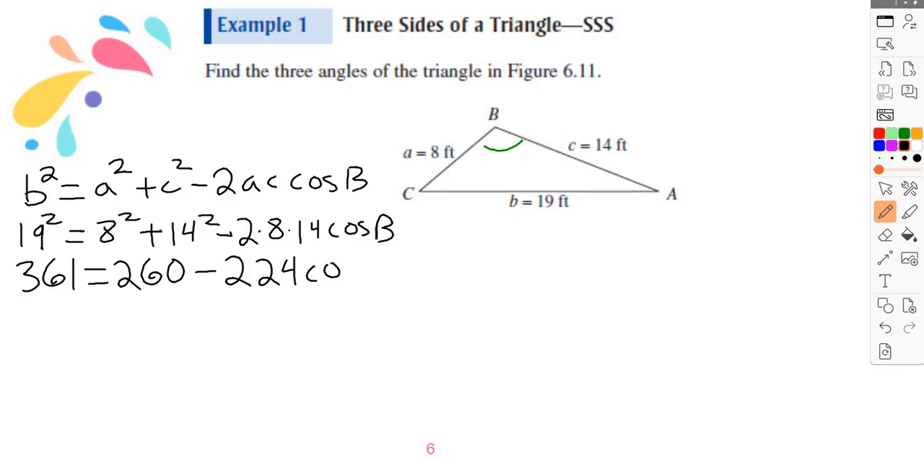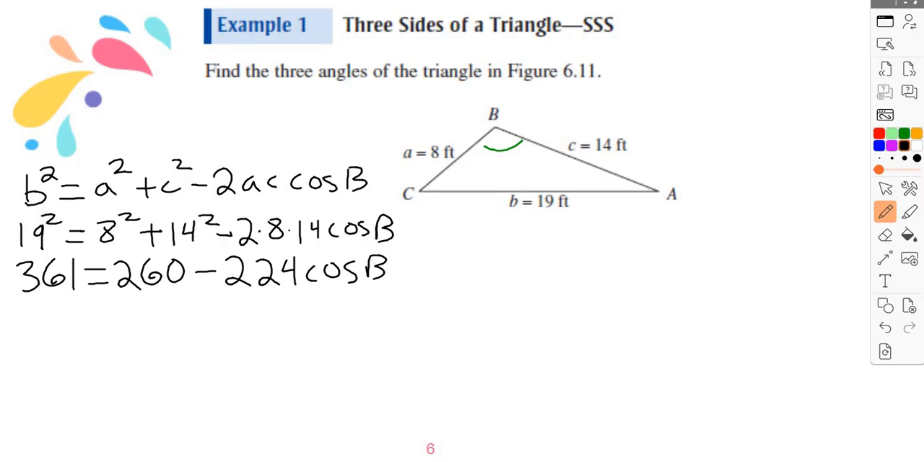Okay. Can I subtract my 260 and my 224? No. That's the other mistake that people will make, is that they want to subtract these two. But notice that my 224 is connected with my cosine of B. It'd be like if I had 4 minus 2x, right? One of them has an x, one of them has something else, so they cannot be combined.